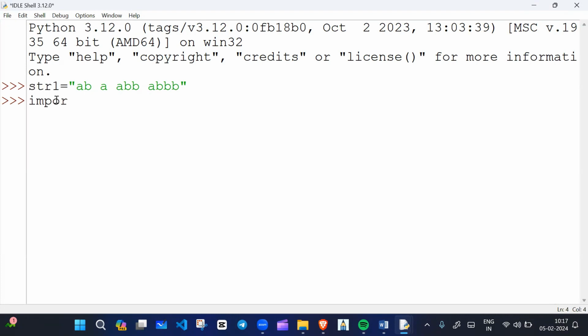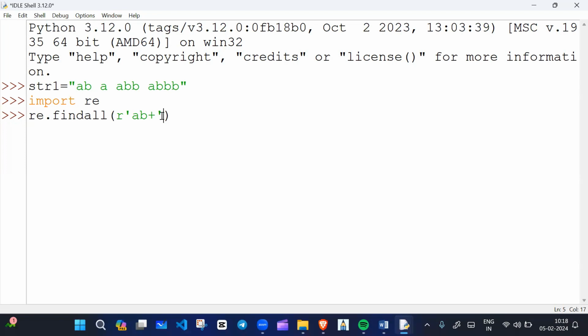Now I will import the regular expression module, the re module. Then I will use the findall function, and this findall function is available in the regular expression module. That's why I'm writing re, which is already imported. Now I will write r, then ab+. So what is our pattern? Our pattern is ab+. What does this mean? a followed by at least one b. It can contain one or more than one b because the plus sign is there. The plus sign indicates at least one b should be there with a.